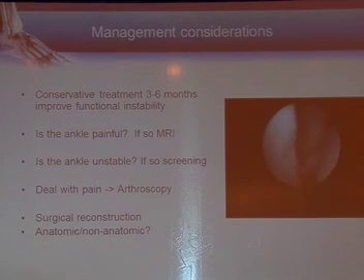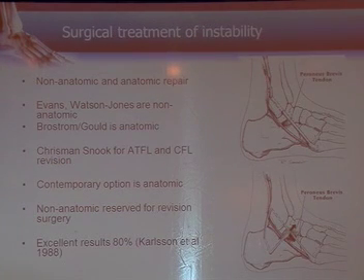surgical reconstruction. There are two kinds that you can attempt. One is to attempt to restrict movement in the subtalar axis, and these are the non-anatomic repairs, which is the Evans and the Watson-Jones. But the standard fare for most foot and ankle surgeons and sports surgeons indeed would be the Brostrom-Gould procedure.